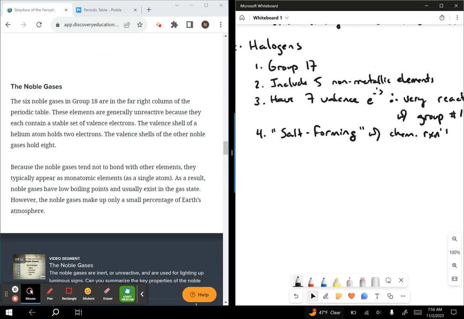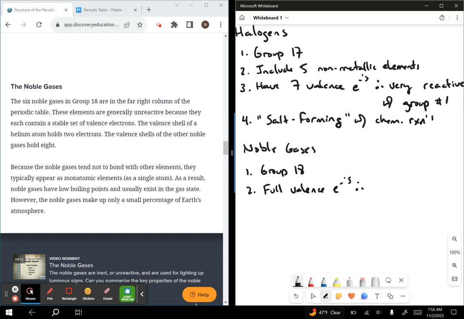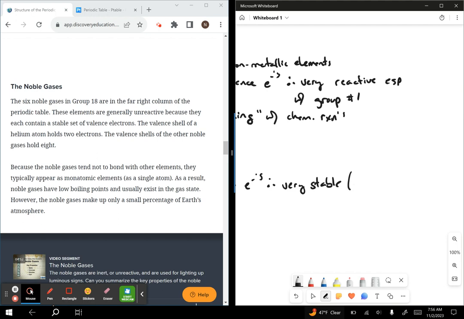Okay, noble gases. This is moving on to letter F, the noble gases. This is going to be your group 18. Okay, they have a full set of valence electrons. Therefore, they are very stable, aka non-reactive. Okay. They can react, but only under very rare circumstances.